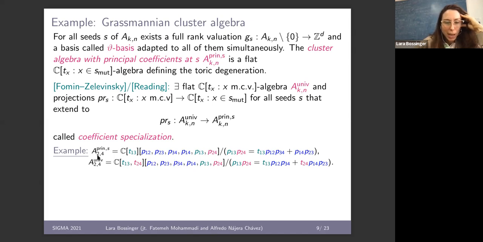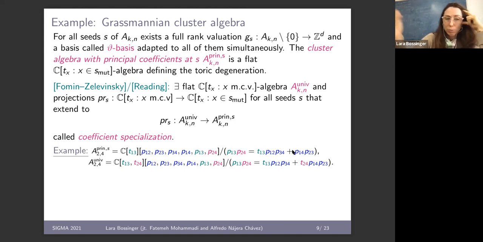In the case where the triangulation has diagonal 1,3, we introduce one parameter t13 that will deform my Plücker relation in this way. It introduces this coefficient t13 in front of one of the two terms that share the same sign. In the second case, we would have a parameter t24 that would appear in front of the second term. So these are the two ways that we get toric degenerations.